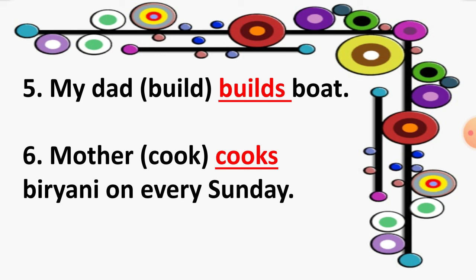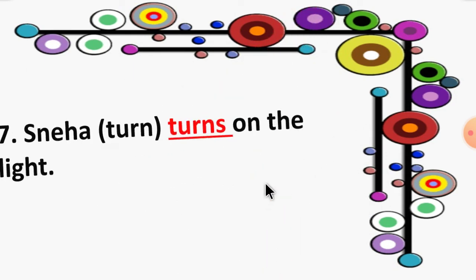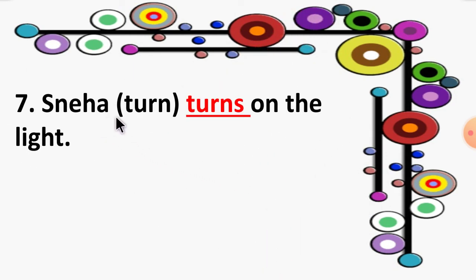So, I hope you have written this. Now, number 7. Sneha turn. Sneha is a girl, means she. So when you are making a sentence with he, she or it, you have to add s at the end of a verb. Sneha turns on the light.